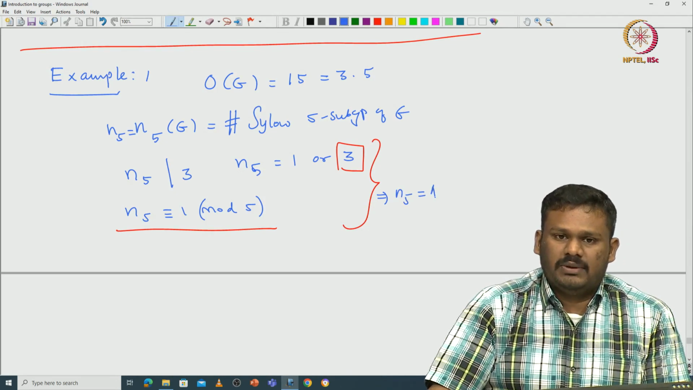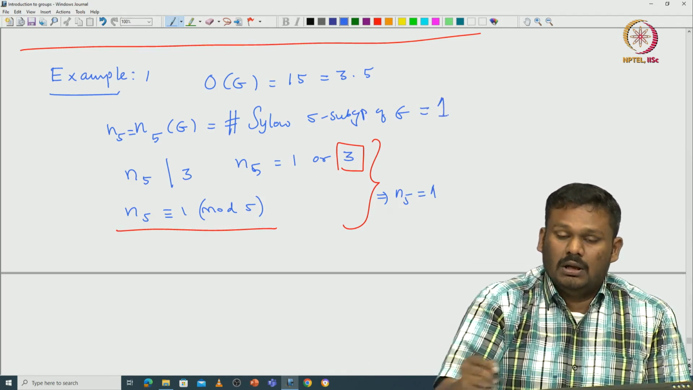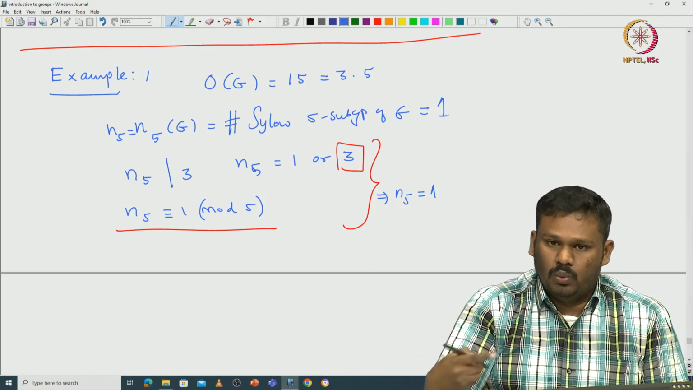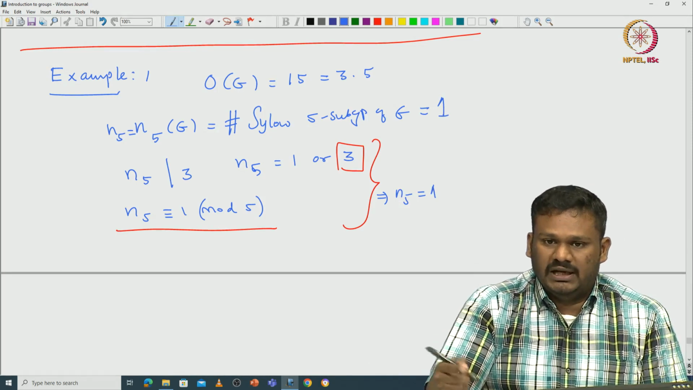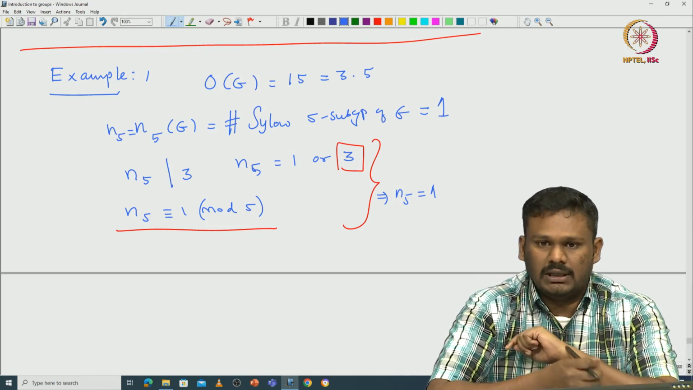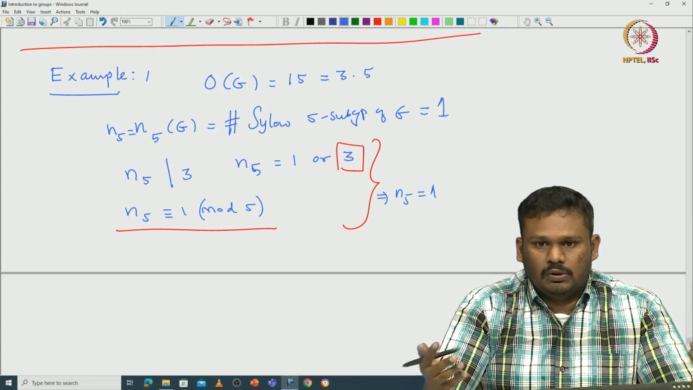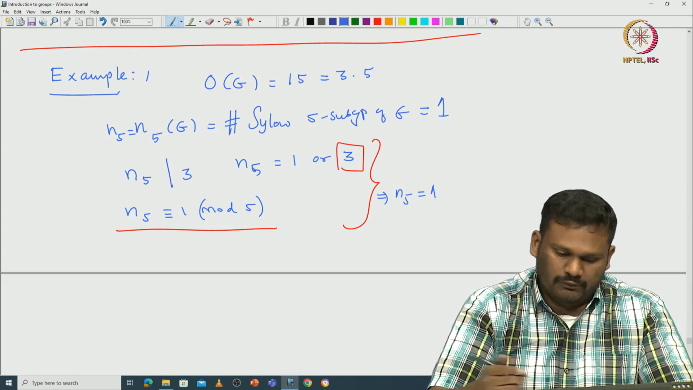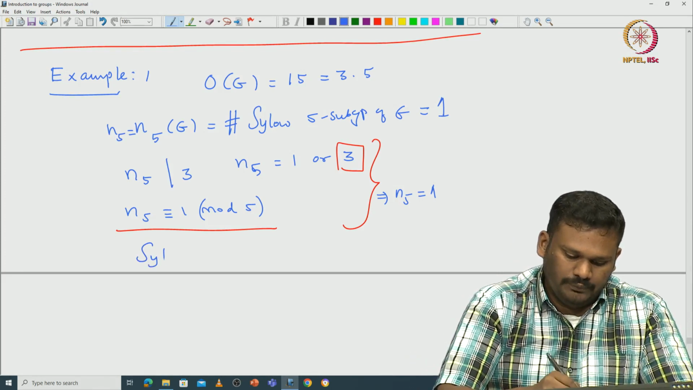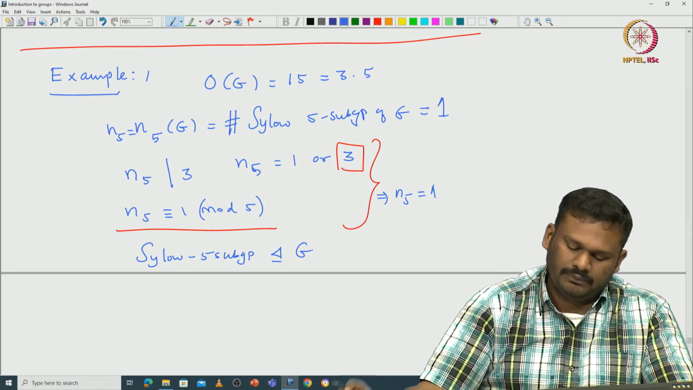If n5 is 1, that means the number of Sylow 5 subgroups is 1. But we have already seen that if there is only one Sylow p subgroup, then it must be normal, because any two Sylow p subgroups are conjugate. So, that forces that the Sylow 5 subgroup must be normal in G.